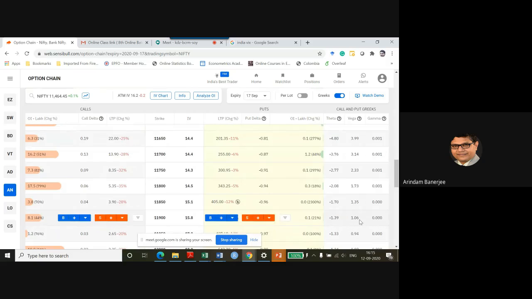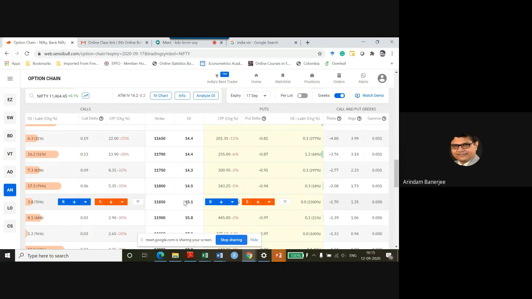That is why sometimes the novice market participants, those who are new, take positions in deep out of the money options. Because they look cheaper, 3.90 rupees, 2.90 rupees, so they look cheaper, right?